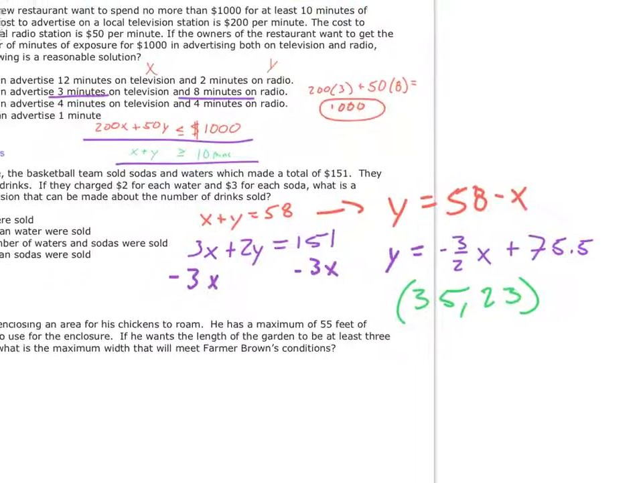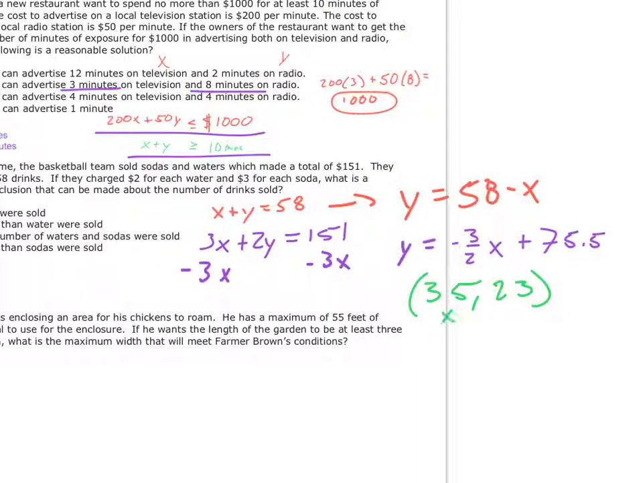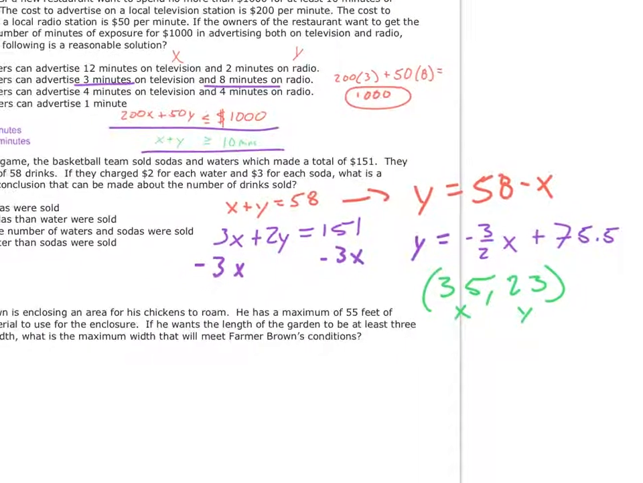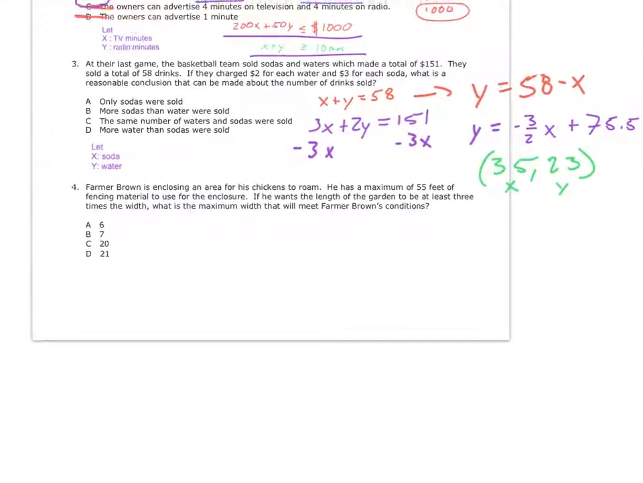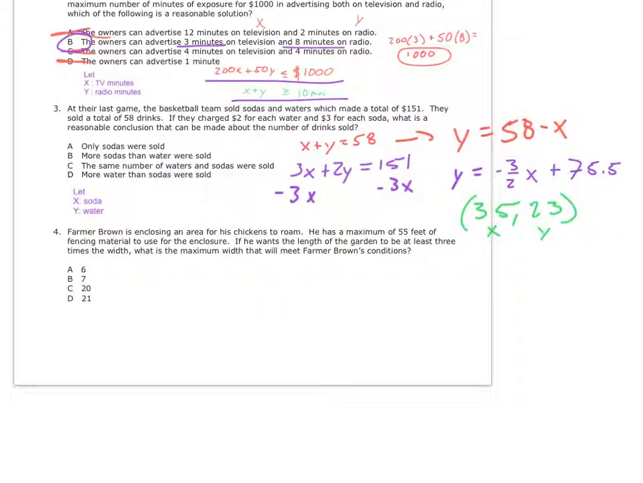But we've got our intersection point, and we know that this is x and this is y. So if you look back at our let statement, we said that x is soda and y is water. So we sold 35 sodas and 23 waters. Well, if we look at our answer choices, we know that more water wasn't sold because water was y and 23 is less, so it's not D. Same number of waters and sodas were sold.